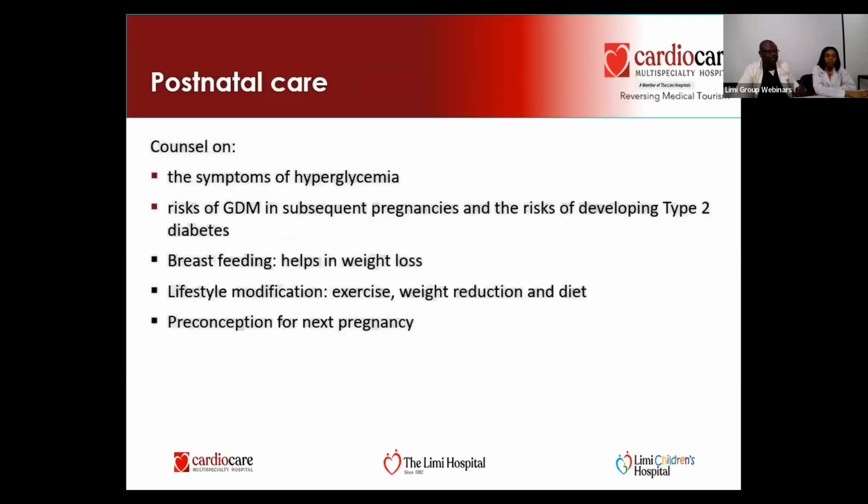And for the baby, the postnatal care, we counsel on the symptoms of hyperglycemia, the risk of gestational diabetes in subsequent pregnancies, and the risk of developing type 2 DM for the mom. Breastfeeding helps in weight loss, lifestyle modification, exercise, weight reduction, and diet, preconception for the next pregnancy.